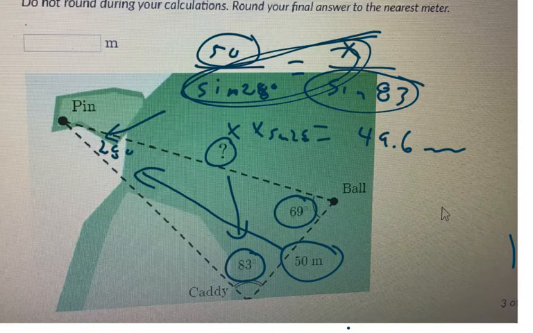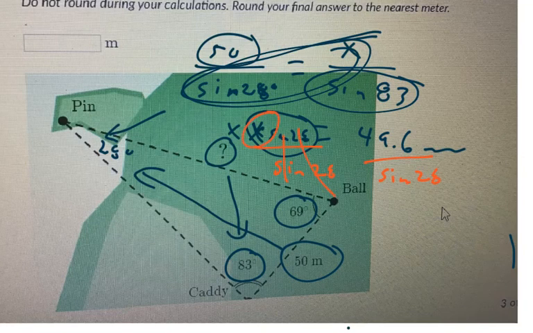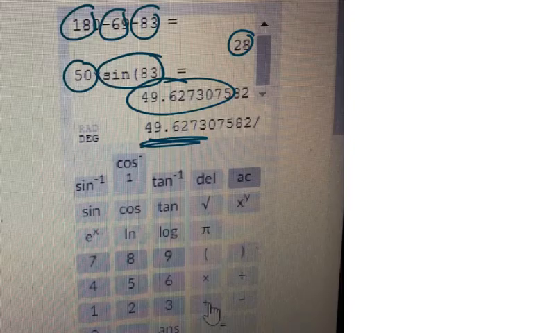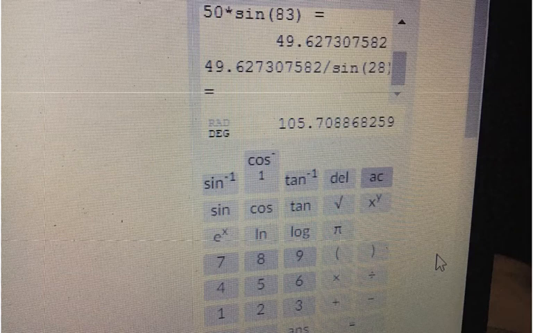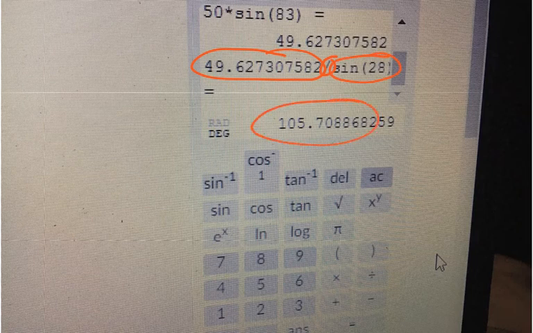That times that. Now, how do I solve for x here, guys? I'm going to divide both sides by the sine of 28 degrees. And that's going to give me the x, which, of course, is right there. So I'm just going to take that answer and divide by the sine of 28. And as you can see, I took this answer, I pressed divide, sine 28, and there's my answer, 105.7, right?